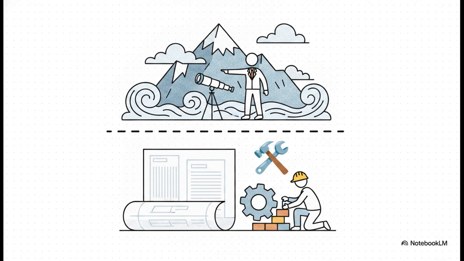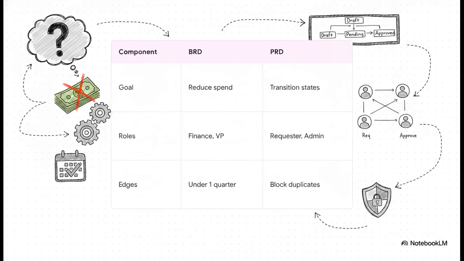The PRD, on the other hand, is execution level and highly feature-specific. And what about ownership? Usually, business analysts or senior stakeholders own the BRD, while product managers own the PRD. They're totally complementary, but they are distinctly different tools. Let's ground this theory in a real-world example. Imagine we're building an approval workflow.